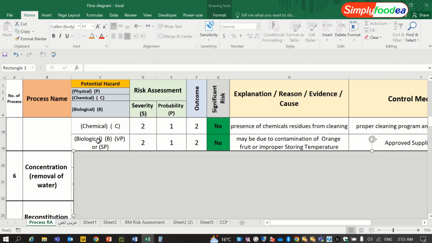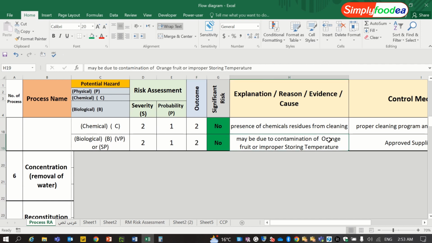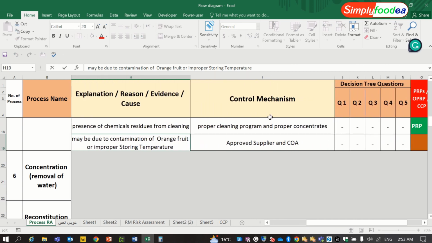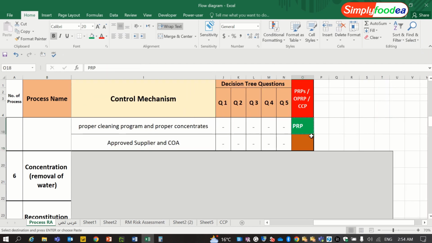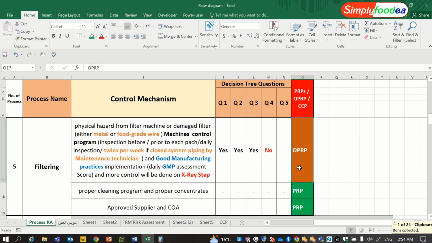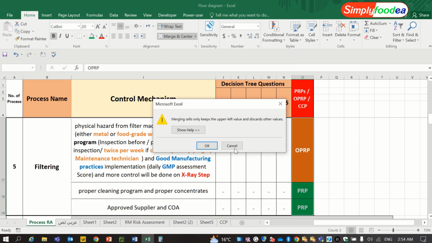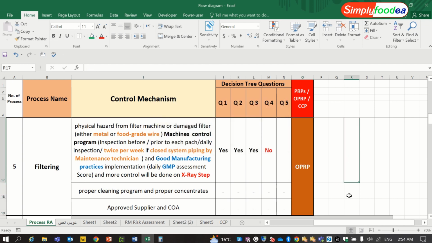The biological hazard in the filtering process is also little, like the chemical, maybe due to contamination of orange fruit or improper storing temperature, and the control mechanism is the approved supplier, so it is also a PRP. So the most important are the OPRPs, so this step will be an OPRP step.